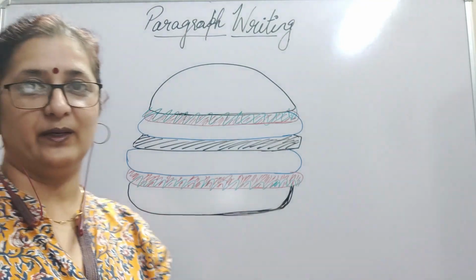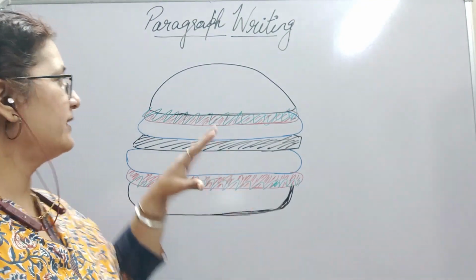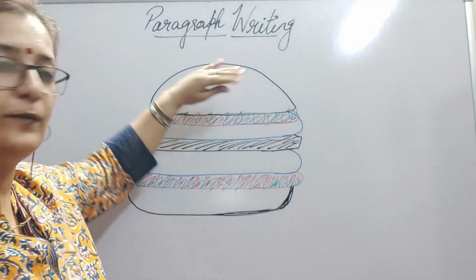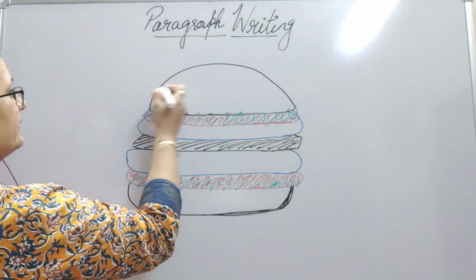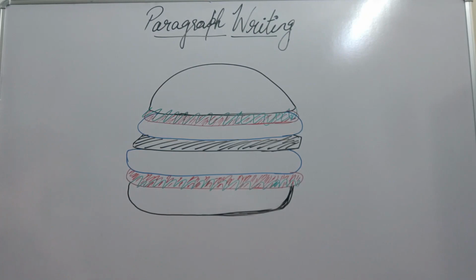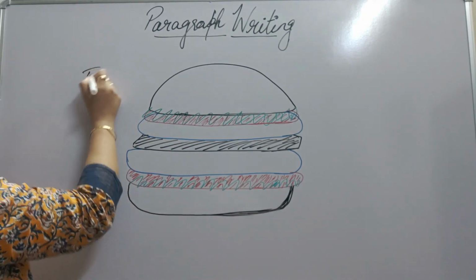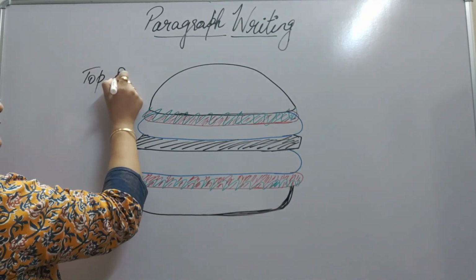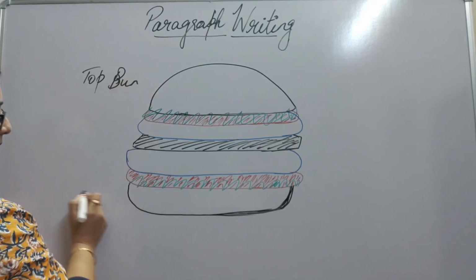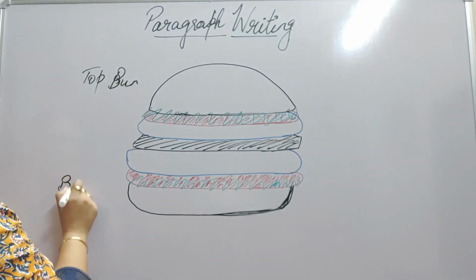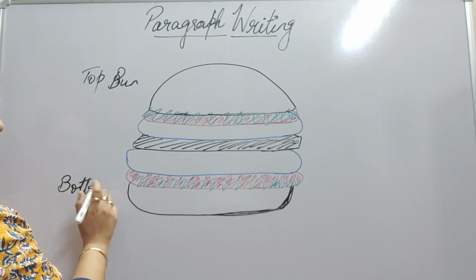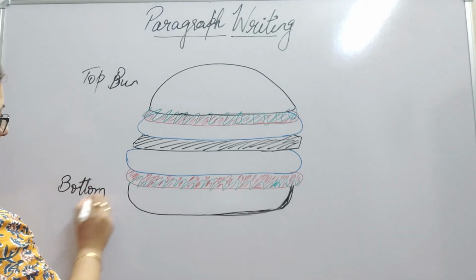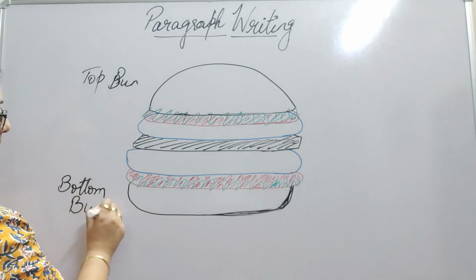This is a burger, right? You can get to see the two layers of the burger, right on top and at the bottom. Let's call it the bun area or the top bun. This is your top bun and this is your bottom bun.